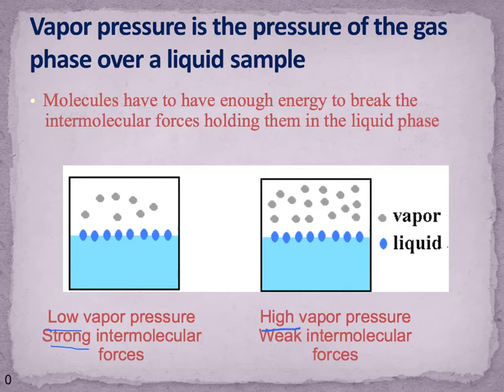So if we have strong intermolecular forces, lots of energy is needed to get molecules into the vapor phase, and therefore we have a low vapor pressure. If we have weak intermolecular forces, it's easier to get molecules into the vapor phase. Less energy is required to overcome those attractive forces, and as a result, we have a very high vapor pressure.